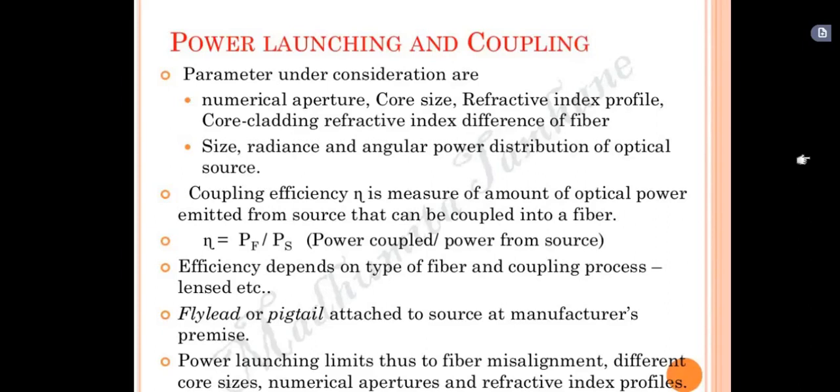So what is all this about? Whenever we want to understand any kind of parameter, the first parameter to understand would be the numerical aperture, right? This is very important to design our optical laser. Next is the index difference of the fiber. Next is core size, refractive index profile, core-cladding refractive index difference of the fiber. The size of the fiber needs to be understood. Their radiance, meaning the pattern of their radiative nature, and the angular power distribution of the optical source, all need to be taken into consideration when we design a particular laser for power parameters.